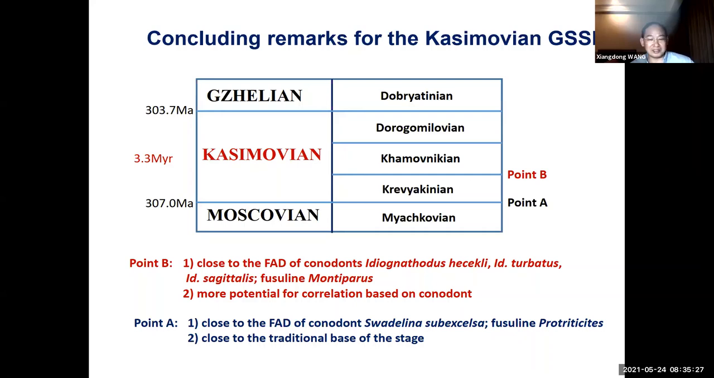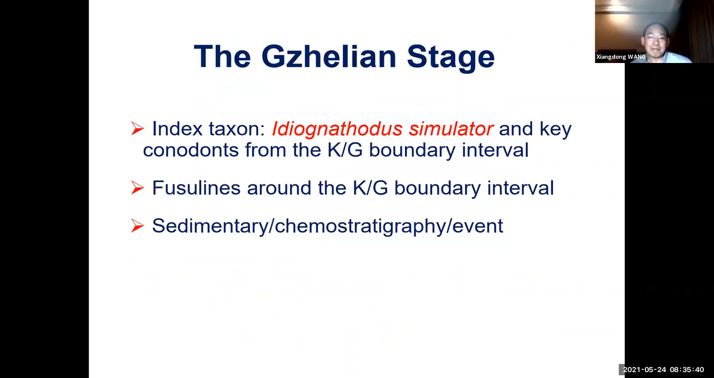So next I will give a brief introduction for the Gzhelian. Next slide, please. And I will introduce it in three parts: the taxon Idiognathodus simulator and key conodonts from the KG boundary interval, and fossil lines along the KG boundary interval, mainly in South China, in the Naqing section and Nanlao section, and sedimentary or chemical stratigraphy and events. Next slide, please.